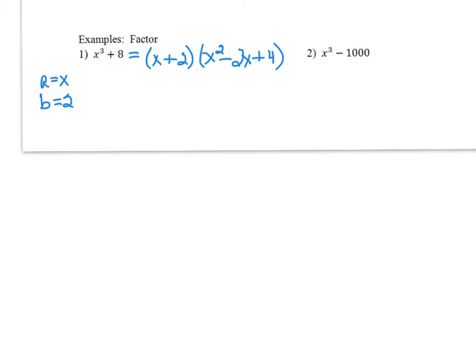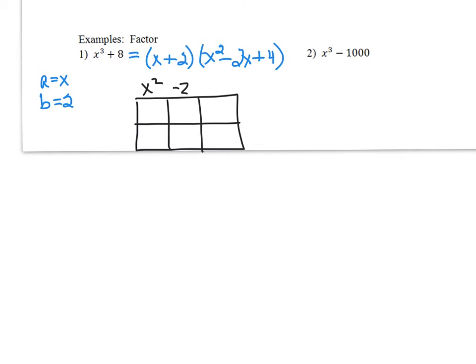Now, just for the sake of proving to ourselves that this is actually the correct factors, let's go ahead and multiply this one out and see that I do get the correct product. So if I re-multiply this, I would have x squared minus 2x plus 4 multiplied by x plus 2. I'm hoping that the answer turns out to be x cubed plus 8.